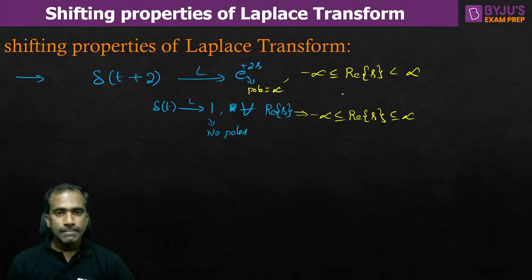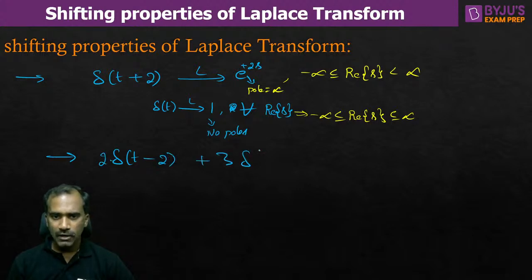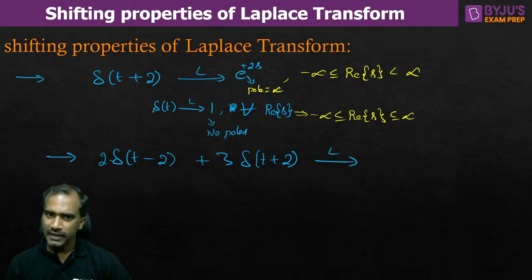Right? Now let's do another question. Del of 2 times del of t minus 2 plus 3 times del of t plus 2. Let's do it directly now. Let's apply the Laplace transform directly. So first you can write the Laplace transform of the original signal. From that you can find this. Anyway, del of t Laplace transform is written here along with the ROC.